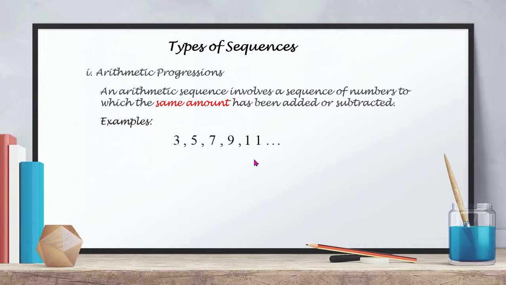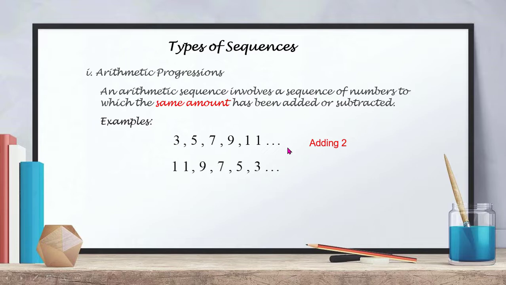Examples: 3, 5, 7, 9, and 11 is an arithmetic progression. To the first term, 3, we've added the same amount, which is 2. And to 5, the second term, we've added 2 to get 7. And to 7, if we add 2, we're going to get 9. And to 9, if we add 2, we'll get 11, and so on and so forth. This is how this sequence is progressing.